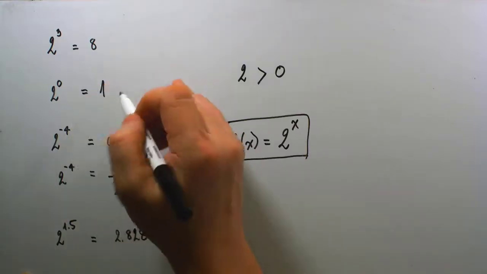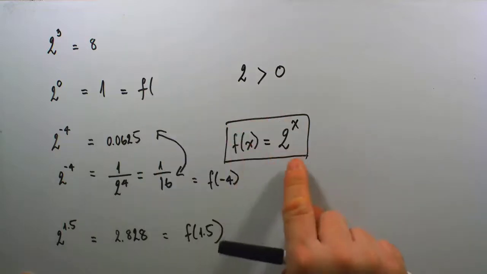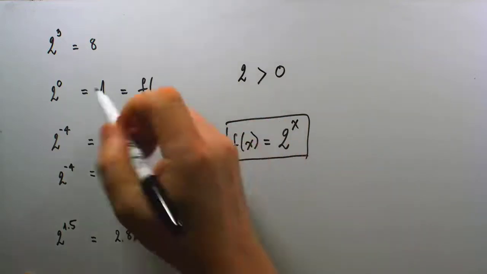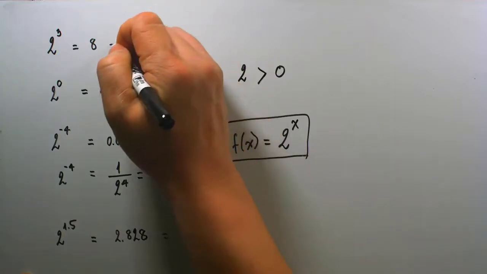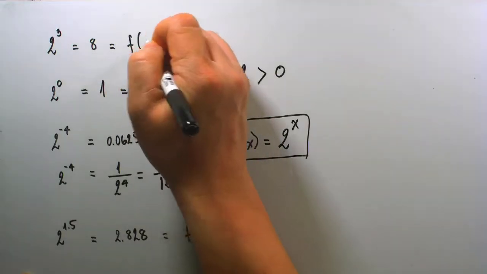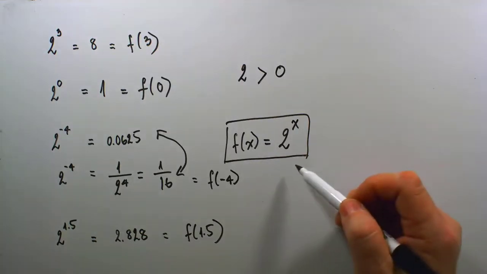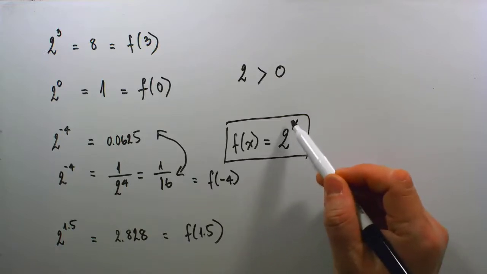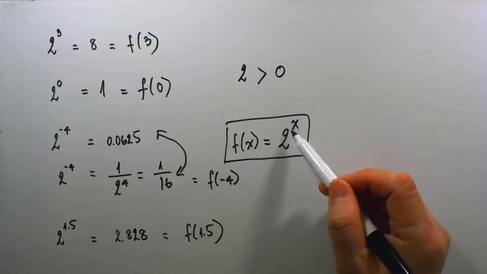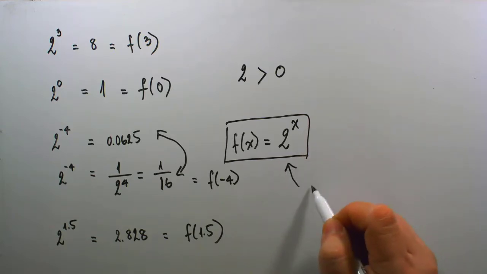Once we recognize that we have a function 2 to the x, then 2 to the 0 is the same as f at 0, and this value here is the same as f of 3. A function defined like this, where we have a base and the variable is put in the exponent, is a basic exponential function.